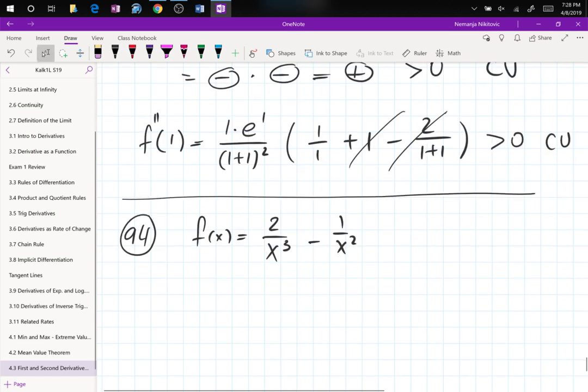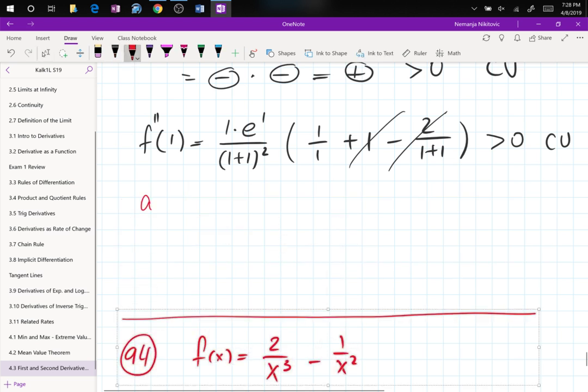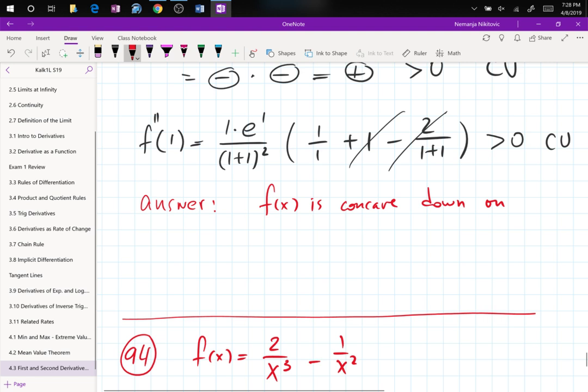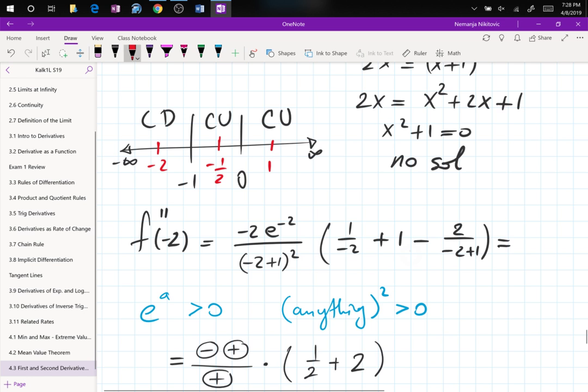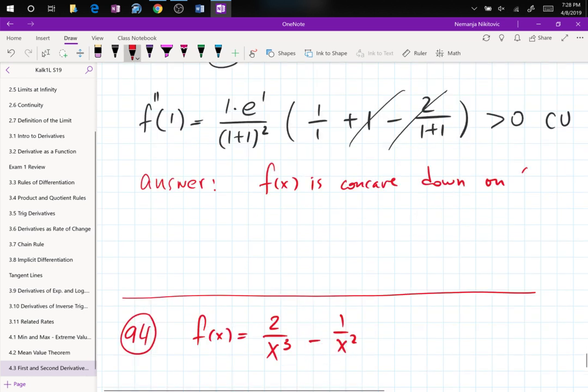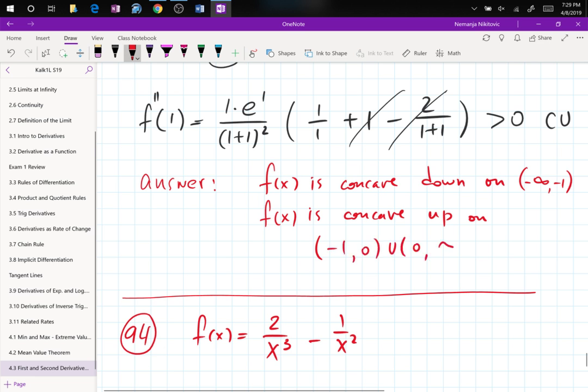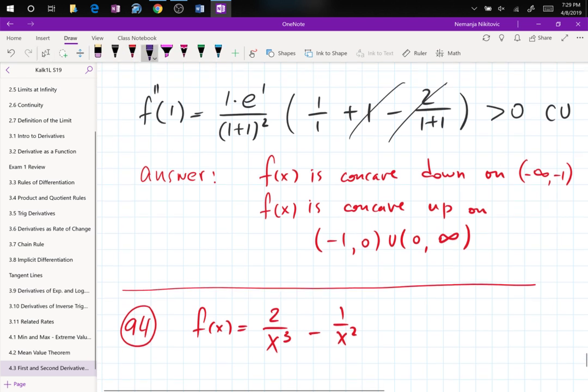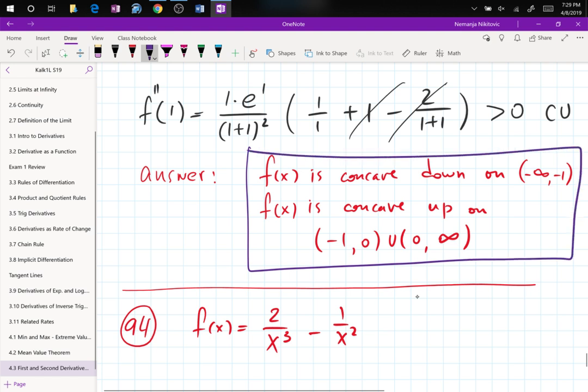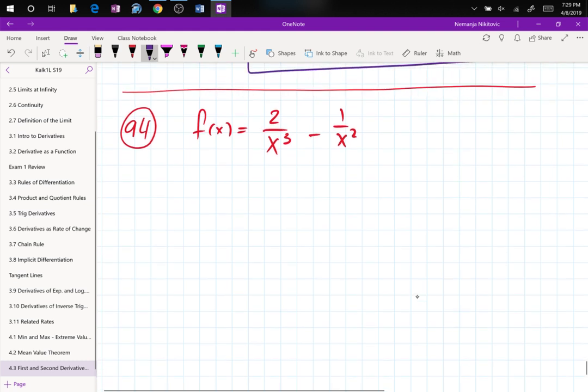I never wrote the answer. This is terrible. So I'm just gonna move this down so I can write the answer. So concave down negative infinity to -1. The inflection point is not a major point.